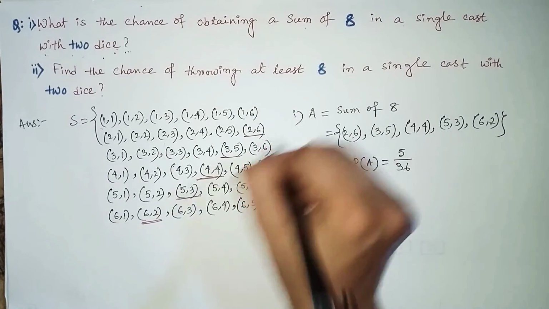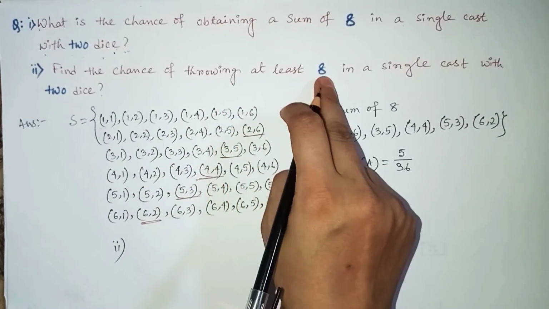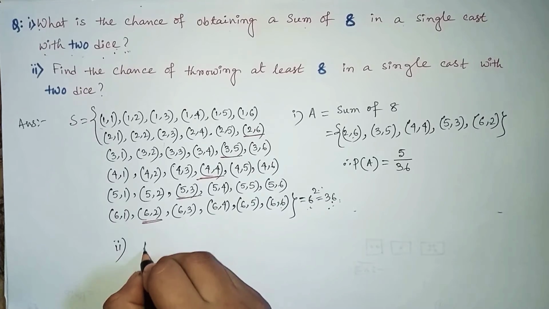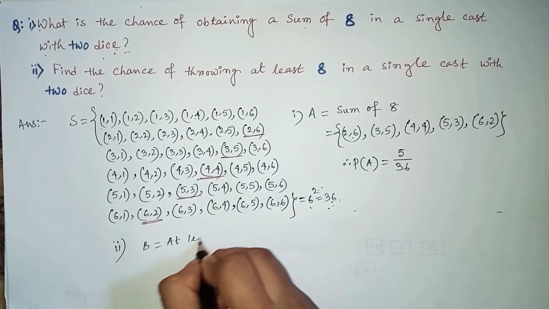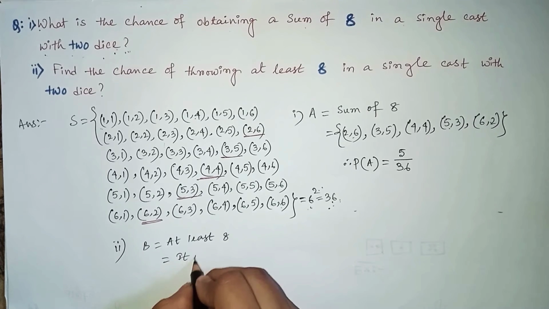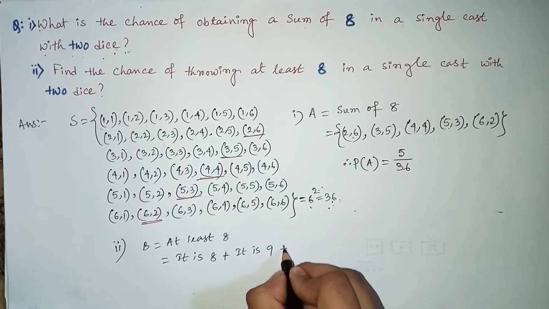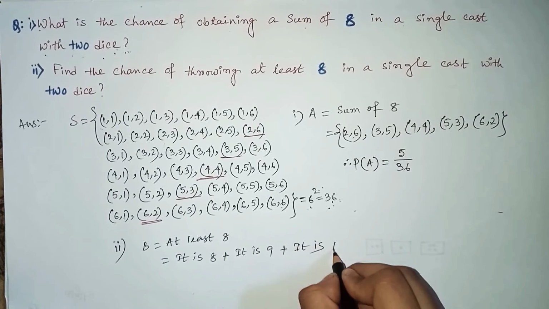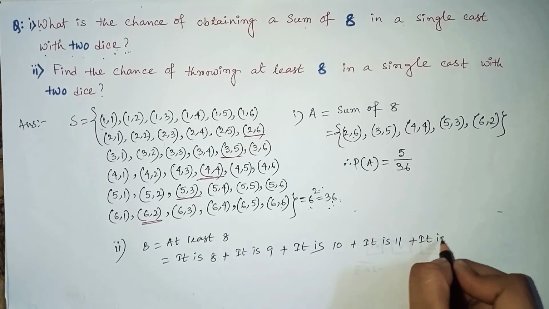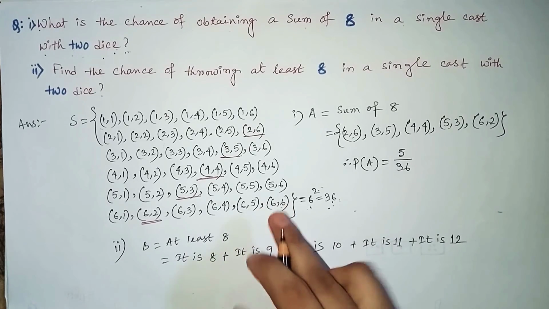Now the second part. Find the chance of throwing at least 8 in a single cast with 2 dice. At least 8 means B equals at least 8. That means it is 8 plus 9 plus 10 plus 11 plus 12. Why? Because the maximum sum is 12.